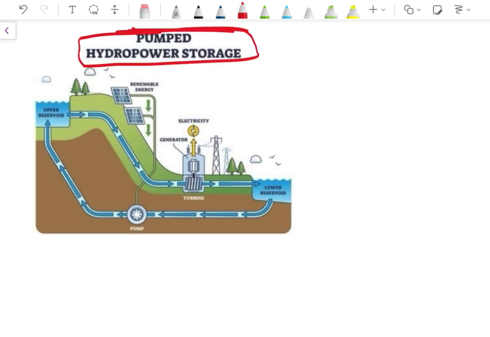See, this is pumped hydropower storage. What happens in it? Pumped hydropower is also hydropower generation, right? By using water we generate electricity, right? But what is the difference here? See, here we have one upper reservoir where water is stored, and we have a lower reservoir. That is, water is there at two levels. Then we allow water from the upper reservoir to move to the lower reservoir through a tunnel. We connect these two with a tunnel.